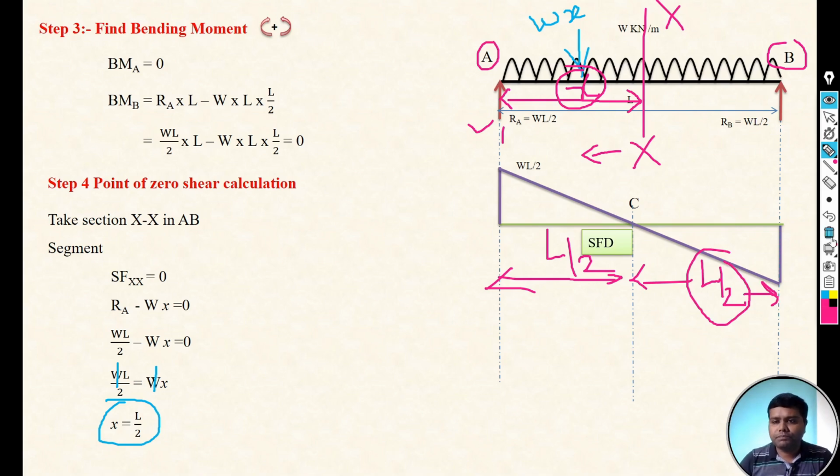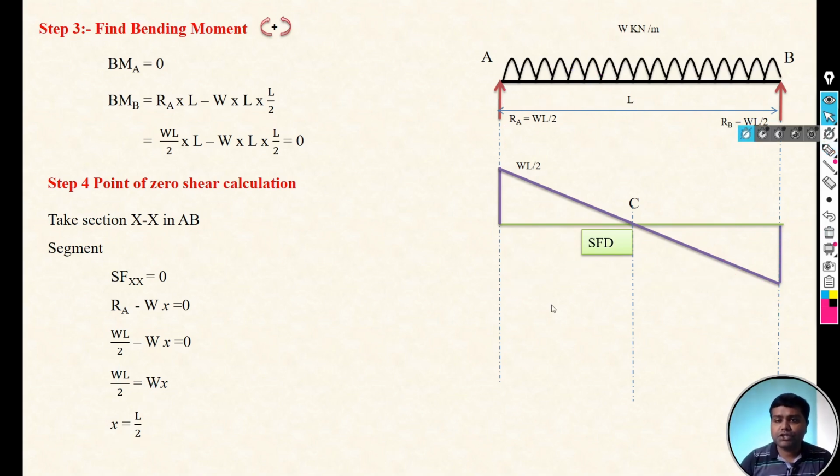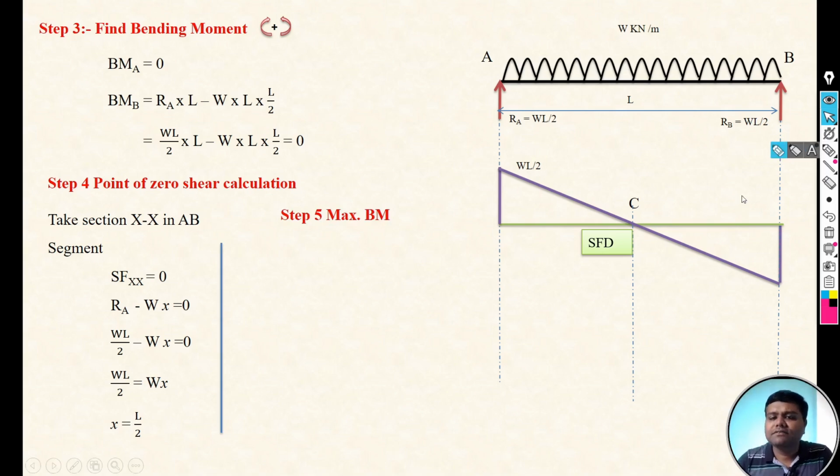So our shear force is 0 at L by 2 from the left support. It means our maximum bending moment is at L by 2 from the left support. Now here we are considering our shear force is 0 at C point. It means at C point there will be the maximum bending moment. Now we have to calculate the value of that maximum bending moment. How can we calculate the maximum bending moment? Just take the section at that C point, and take the moment at that particular section.